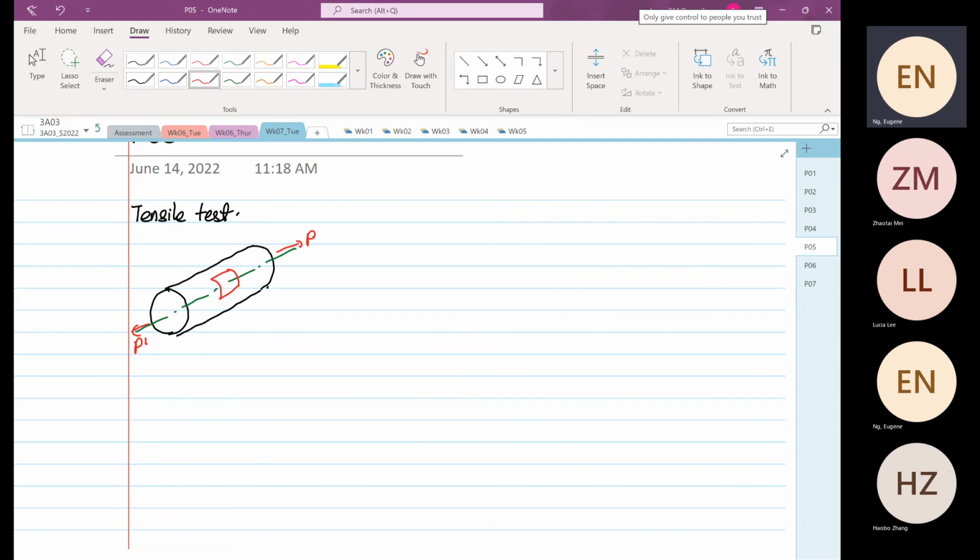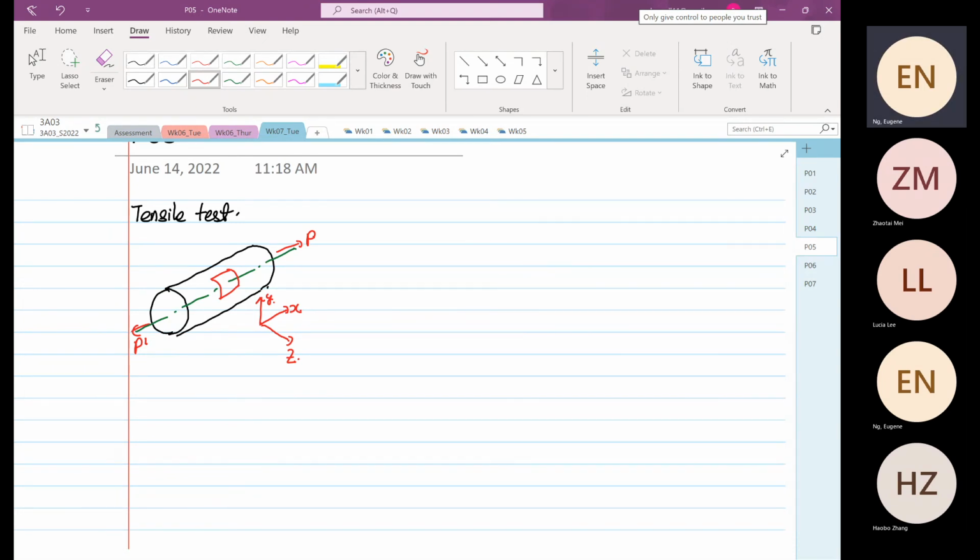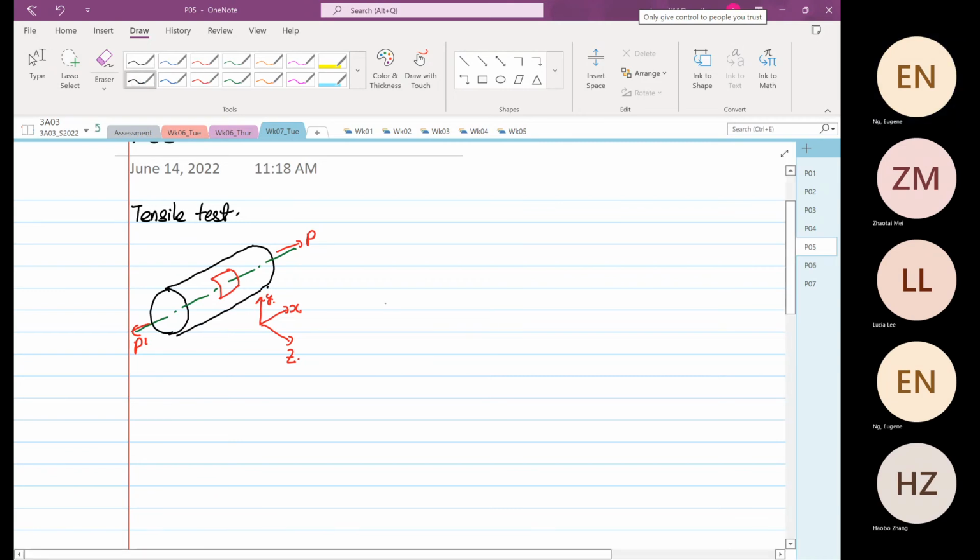So when this element is stressed, how does it look like? So I'm going to call this my X. Okay, so this will be our Y, and this direction will be our Z. Okay, so when we stretch or apply load, what are the stresses that we can see? So in 3D, I'm going to sketch this in 3D. So this is our element.